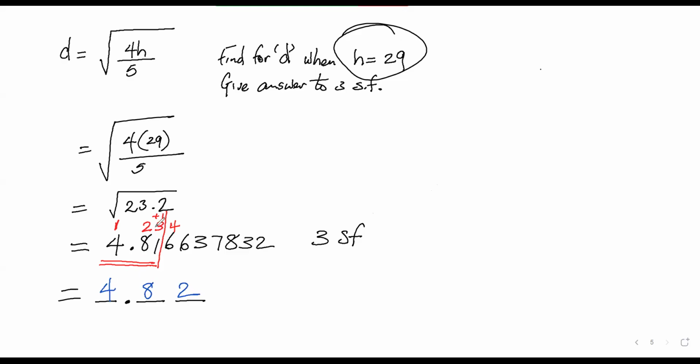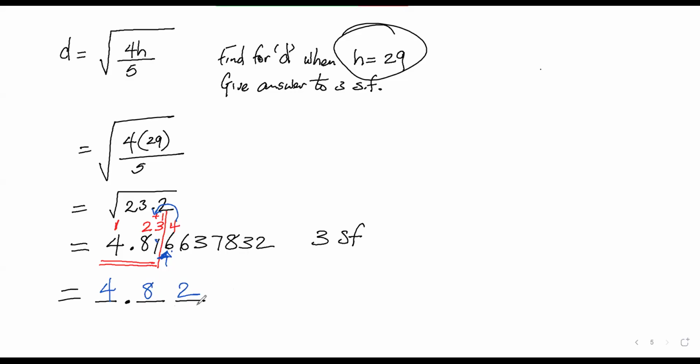4.82, because I had to add 1, because this 6 is 5 or more. If it was 2, I would have left the answer as 4.81. But because it's 5 or more, so it's 5, 6, 7, 8, or 9, then you add 1 to this number, to the 1. So your answer is 4.82.